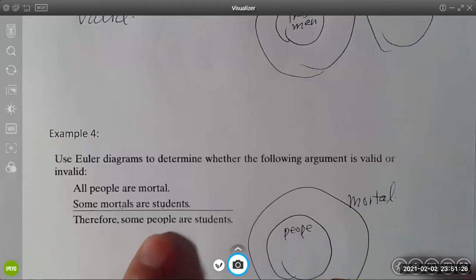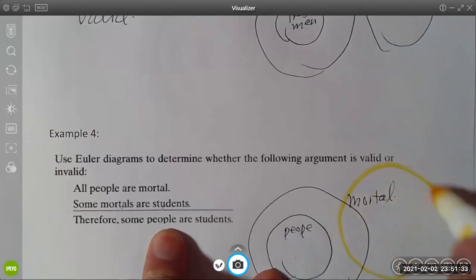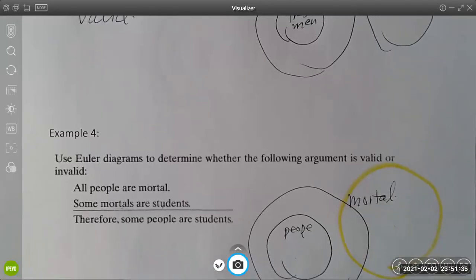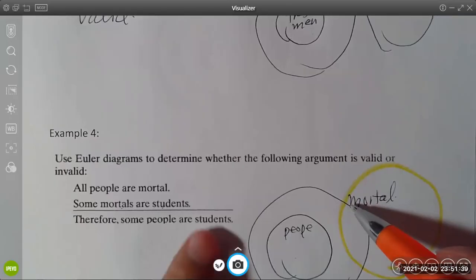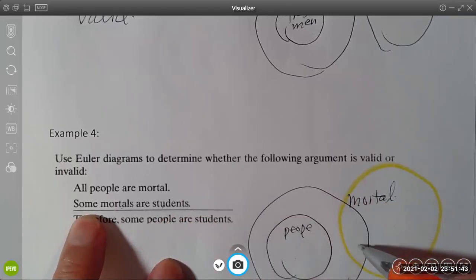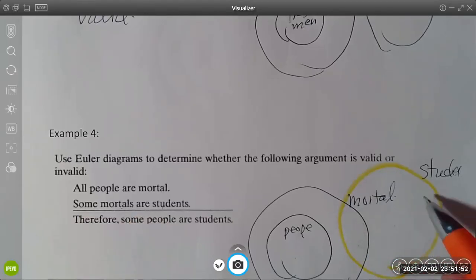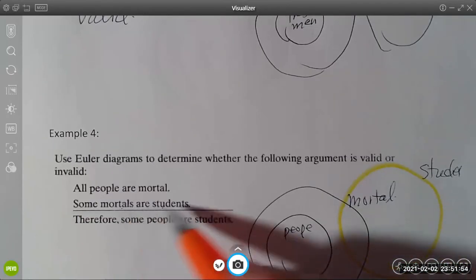This conclusion is about people and students. Now I can draw it this way. If I draw it this way, this is consistent with the second one, right? Some mortals, this mortal circle, some mortals are students. This is student circle, the yellow one. Some mortals are students. So it's good, which is the right way to draw this second premise.